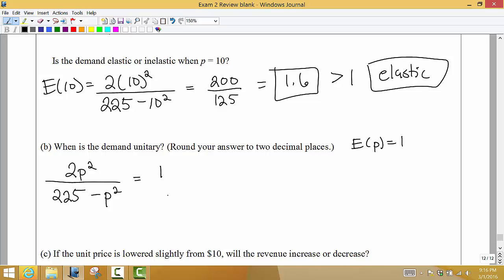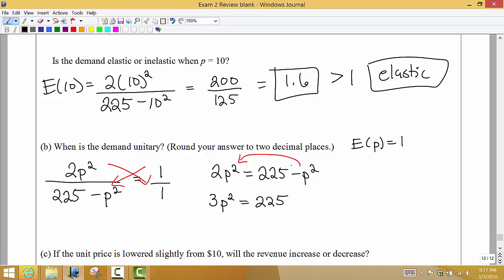Okay, so I'm going to solve by doing cross multiplication. I'm going to think about this as 1 over 1. Then I'm going to cross multiply here. So I get 2p squared is equal to 225 minus p squared. I'm going to bring this term over to the other side, so I'm going to add p squared to both sides. So we'll end up with 3p squared is equal to 225. I'm going to divide both sides by 3. Okay, so we end up with p squared is equal to 75.